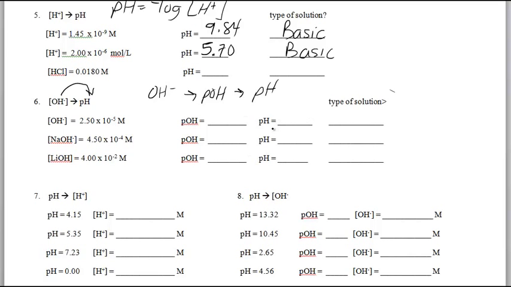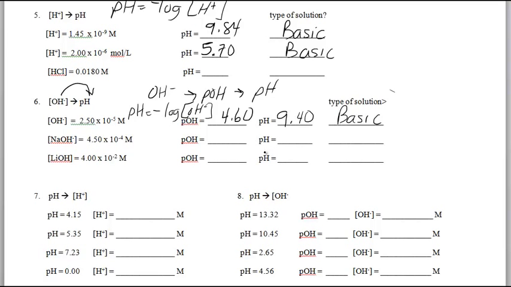You probably won't see it like this on a quiz. You're going to have to recognize that you cannot go in one step. You're going to have to take two steps. So OH to pOH, same thing. If I want to find my pOH, it's just negative log of your OH. So plug it in, and what do I get? 4.60, but that's your pOH. It asks for pH. So 14 minus 4.6, 9.40. This is a basic solution.